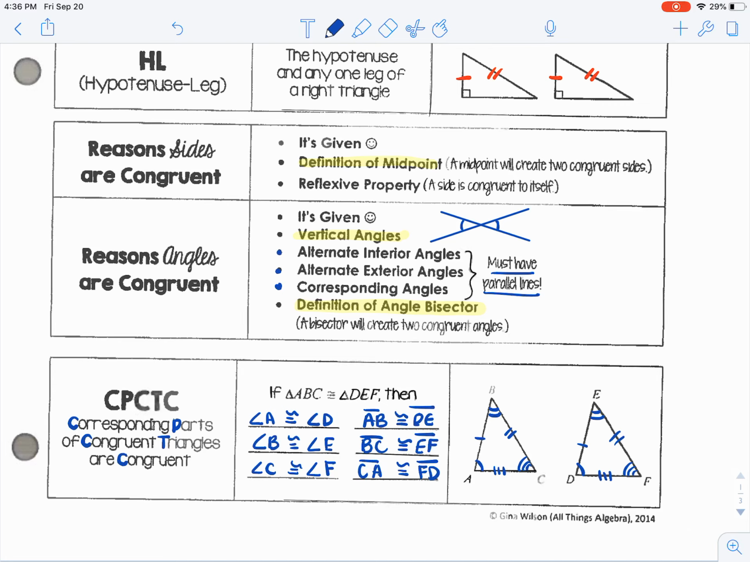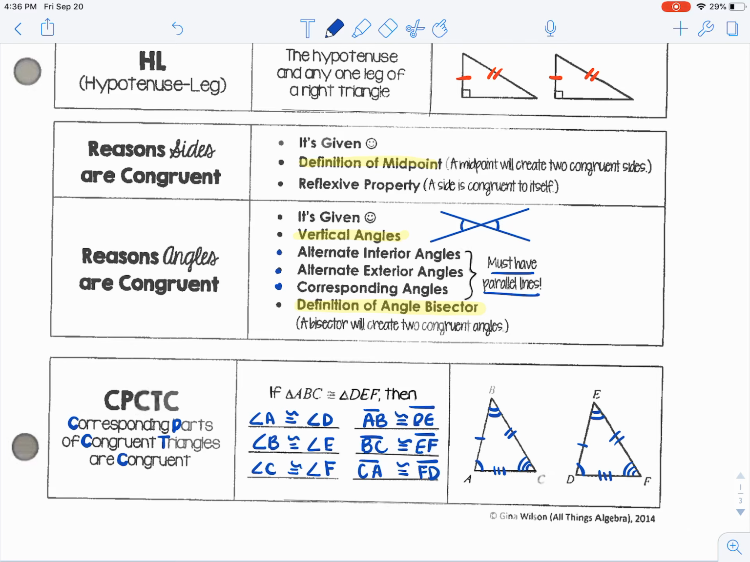This makes sense because we understand what corresponding figures are. Corresponding triangles, we understand what congruent figures are. Congruent triangles and congruent figures have corresponding angles that are congruent and corresponding sides that are congruent.